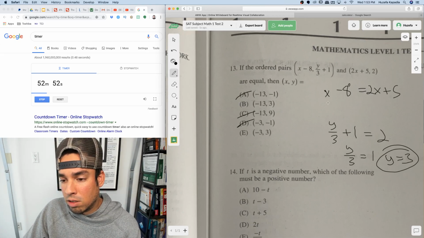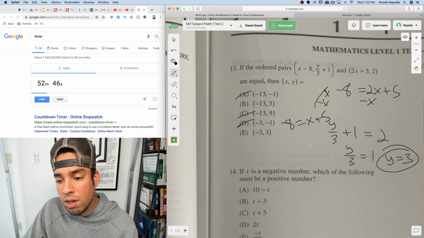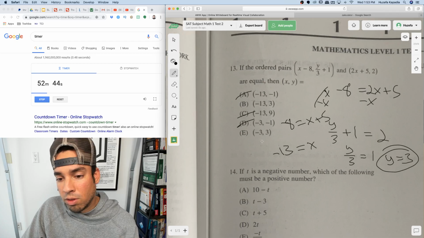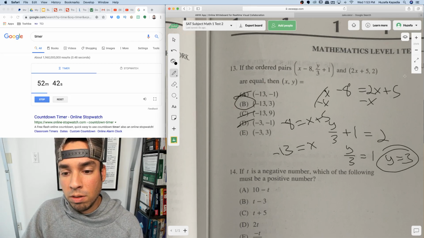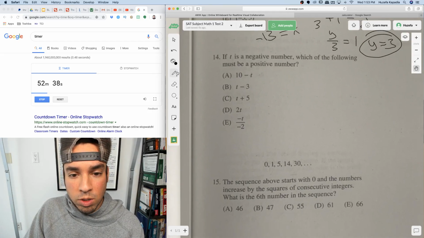And then let's subtract x from both sides. We get negative 8 equals x plus 5. Subtract 5. We get x equals negative 13. Boom, yeah.